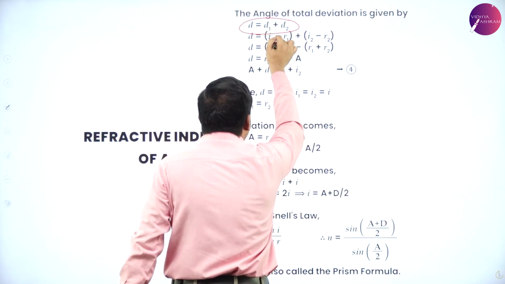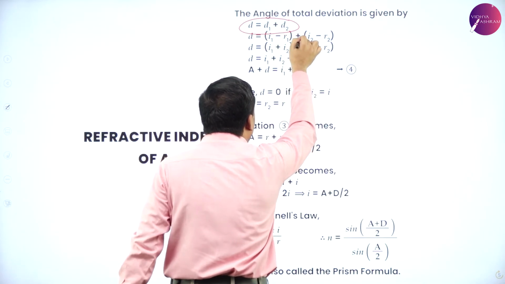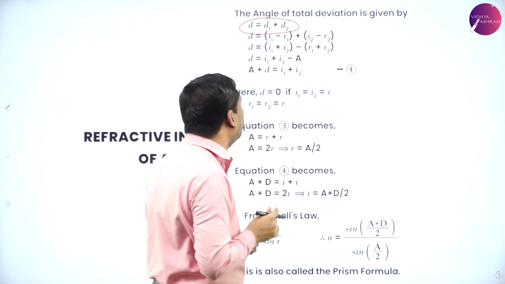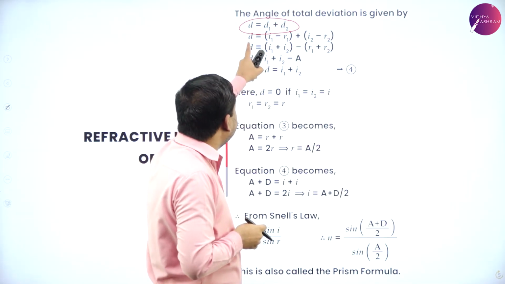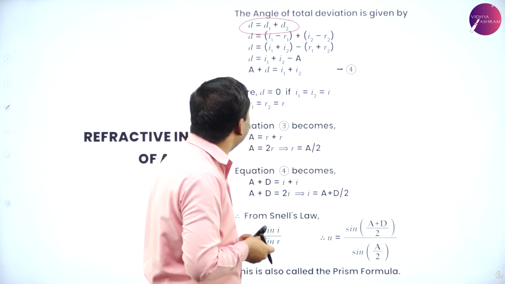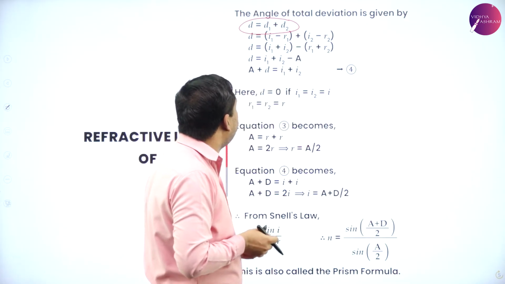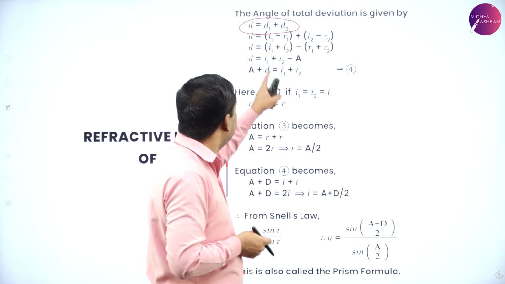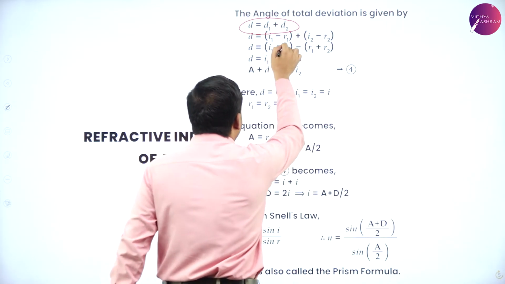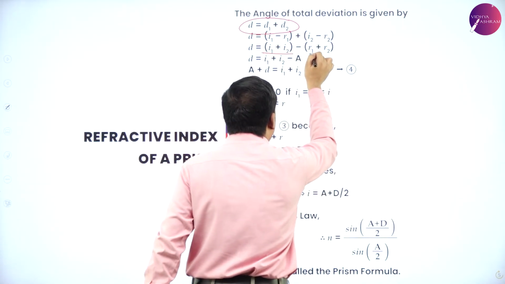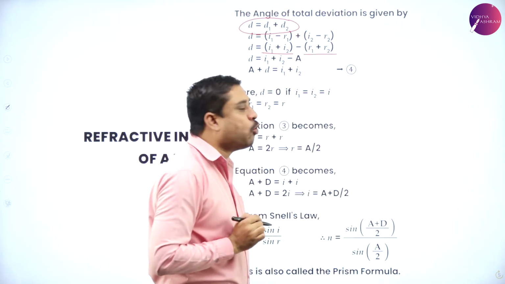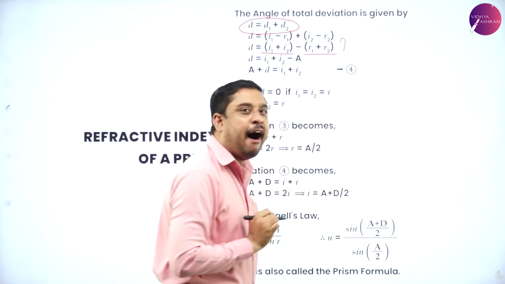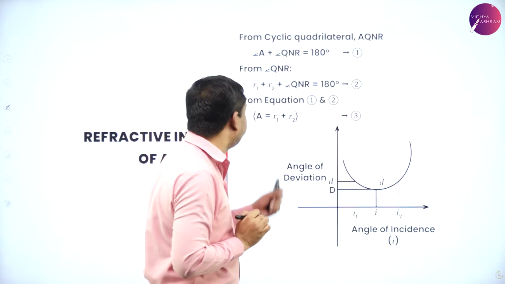Substituting for D1, I1 minus R1 plus I2 minus R2. So, D equals I1 minus R1 plus I2 minus R2, or D equals I1 plus I2 minus R1 plus R2. So the question is, what is R1 plus R2?